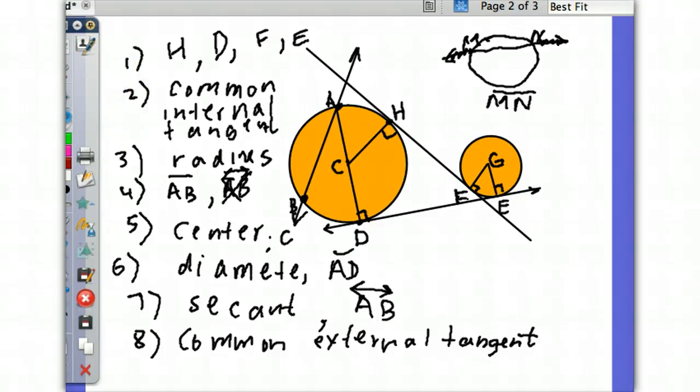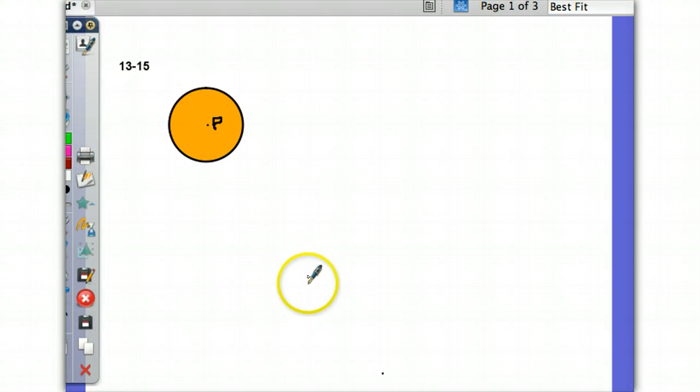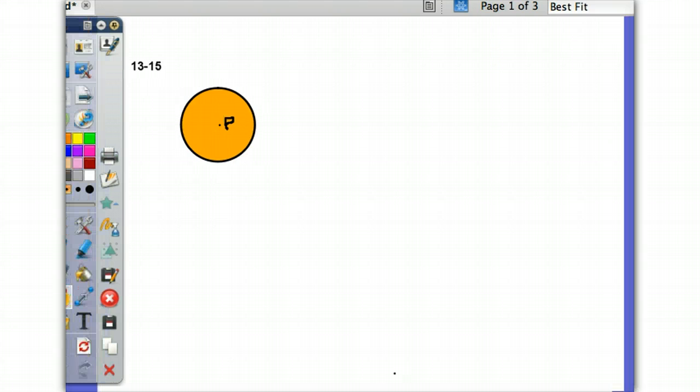All right, let me go to another one, this one right here, numbers 13 through 15. Let's do this one together. All right, let's go through this one step by step. Lacey, number 13. What are they asking us to do there? Draw a diameter. Yeah, segment. Okay, would you like to try drawing it here? Give it a shot.